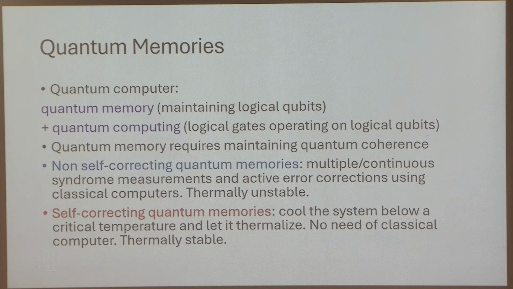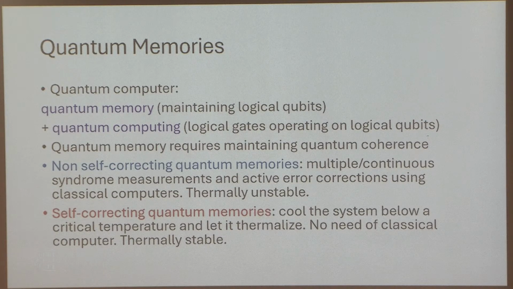Okay, so let me briefly review why we need quantum memories. In quantum computers, we need at least two components. One is the quantum memory, namely we want to store the logical qubits, and we also want logical gates that operate on the logical qubits. Today I'm going to focus on the quantum memory part, but I will also comment a little bit about the logical gates.